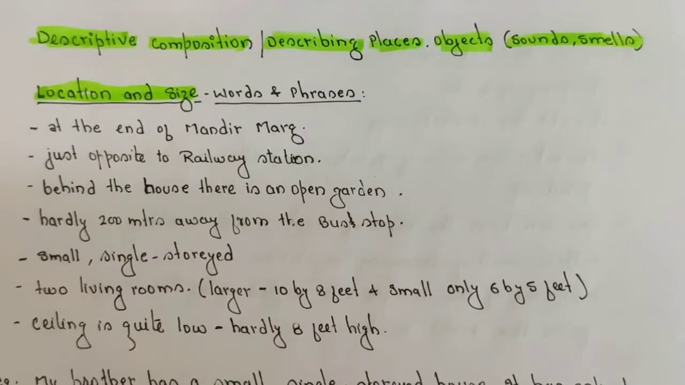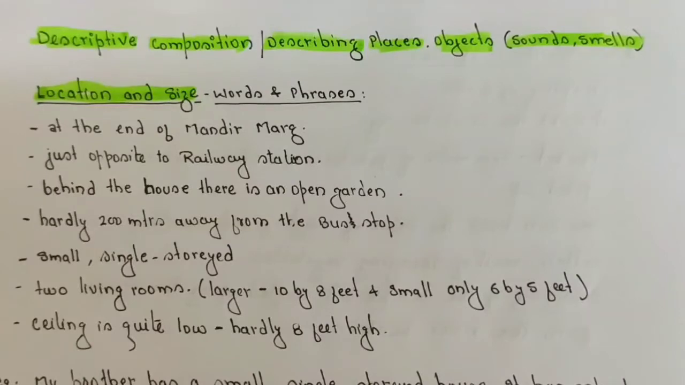So friends, today we will see how to describe a place or objects including sounds and smells. Before starting, let's have a look at words and phrases that we can use while describing a location or size of a place, house, object. Here I wrote a few.